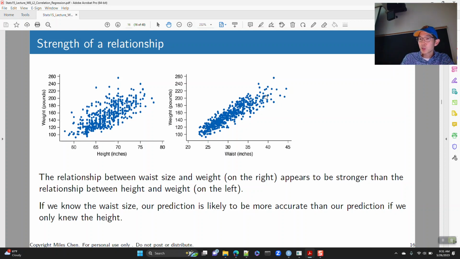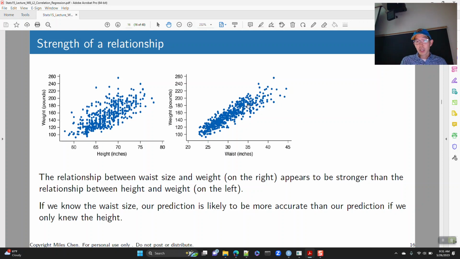If you measure someone's waist size, that turns out to be a better predictor for weight. There's still some scatter here, but people with larger waists tend to weigh more. People with smaller waists tend to weigh less. And if you look at the height, if you look at people who are 70 inches tall, that person's weight can be anywhere from 120 to maybe 260 pounds.